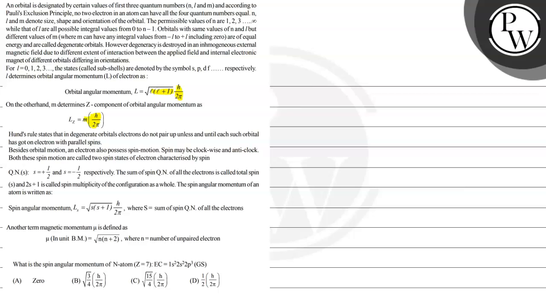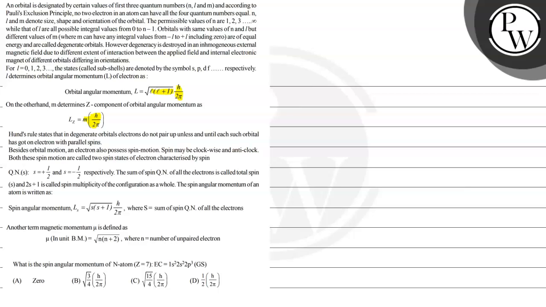Hund's rule states that in degenerate orbitals, electrons do not pair up unless and until each such orbital has got one electron with parallel spins. Besides orbital motion, an electron also possesses spin motion. Spin may be clockwise and anti-clockwise. Both these spin motions are called two spin states of electron and characterized by spin quantum number s equal to plus half and minus half respectively.